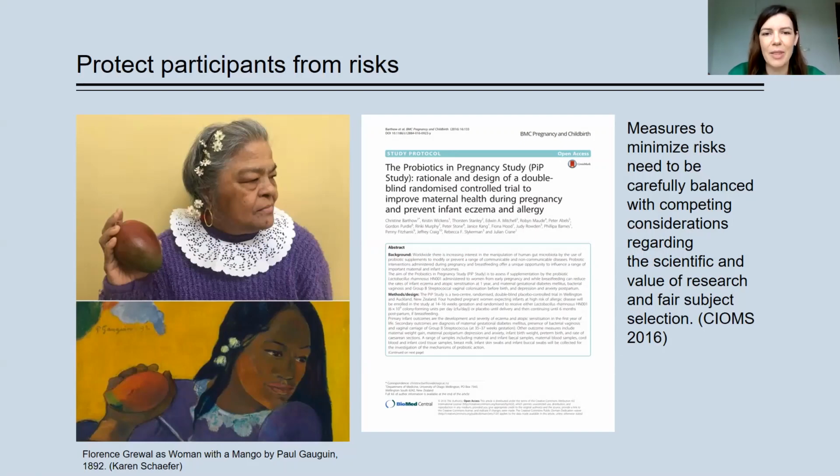This example here, the probiotics and pregnancy study, is a study that I participated in when I was pregnant with our third child in New Zealand. A very low risk study, looking at the use of probiotics during pregnancy. So just to give you the example that there really has been a recognition that harms can come from excluding participants from research.